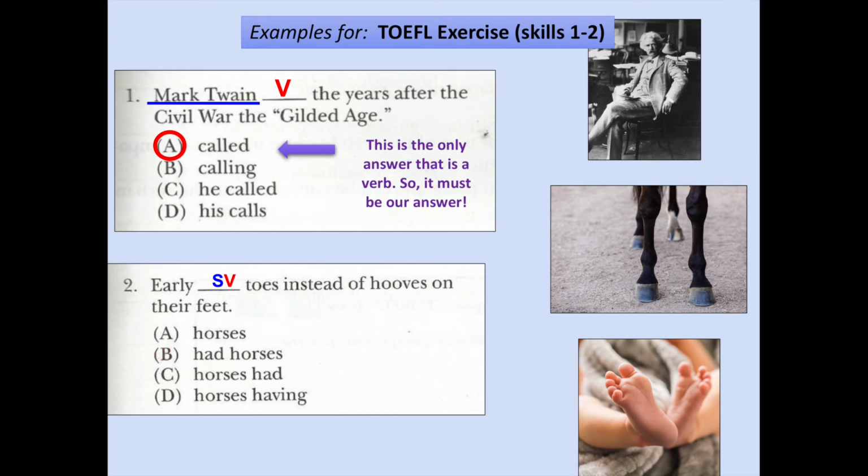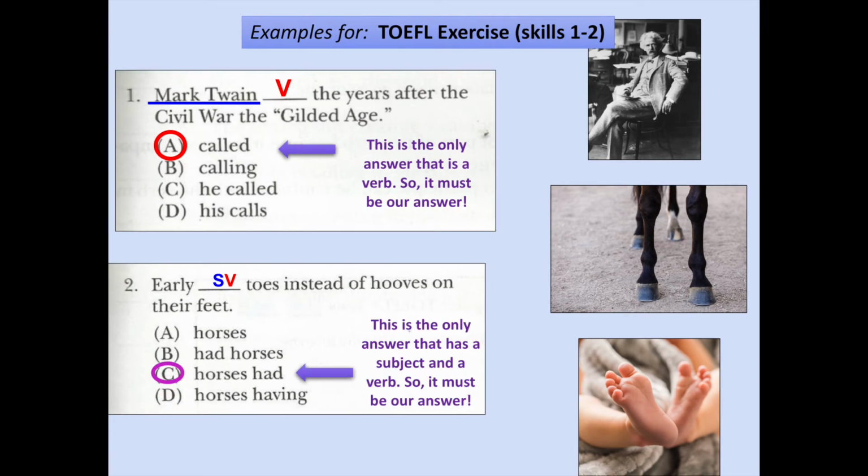D, horses having. We see having with ing ending, but there's no be verb in front of it. And if you remember from your English classes, the continuous tenses need the be verb and a verb ing ending. So D is not the answer. C is the only answer that has a subject and then a verb. So that has to be our correct answer.